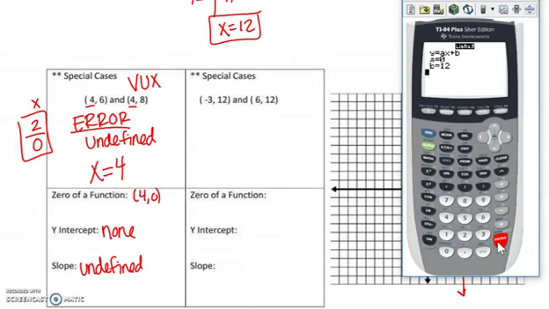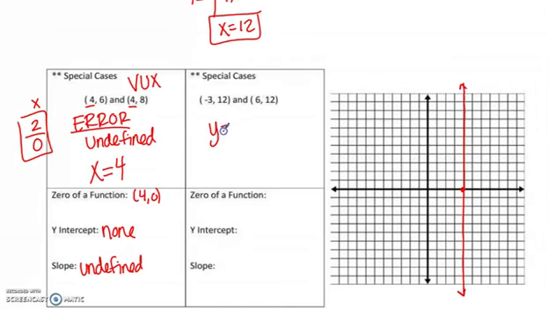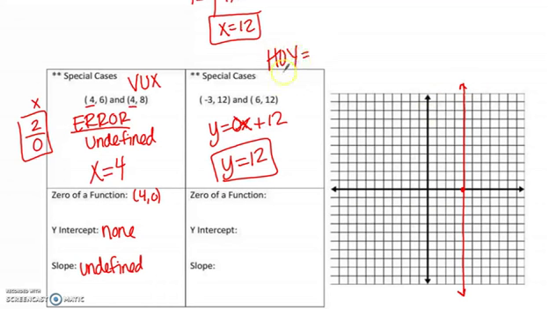Perfect. It says a equals 0, b equals 12. What a lot of kids will do is they'll write this. Y equals 0x plus 12. Okay? But don't do that. It's a slope of 0, right? This just goes away, and this is just y equals 12. And that makes sense because this is HOI. Because 0 slope is always y equals, and then your y value there is 12.